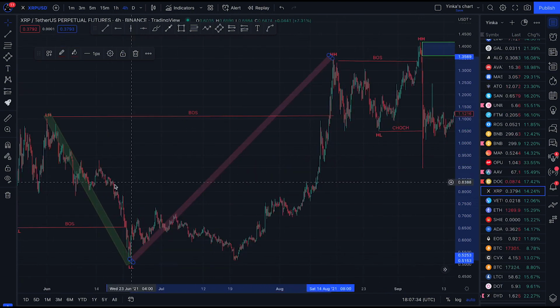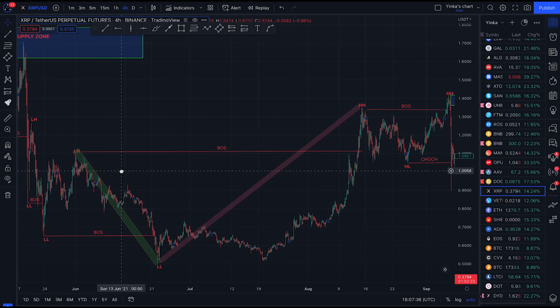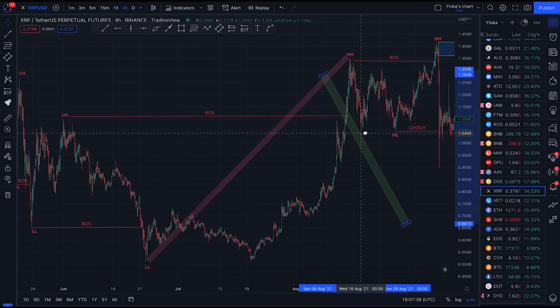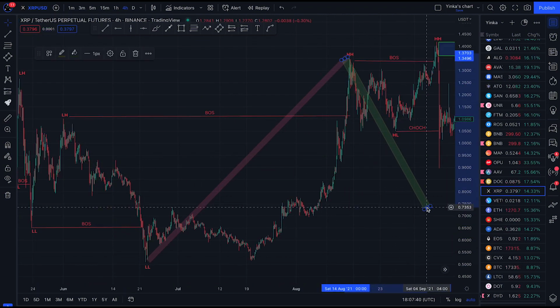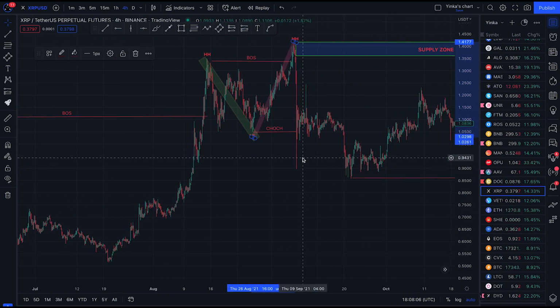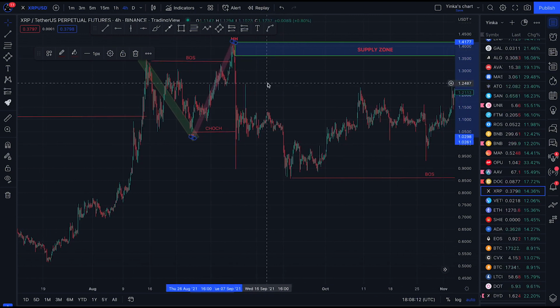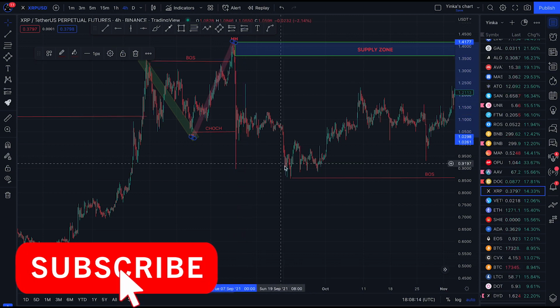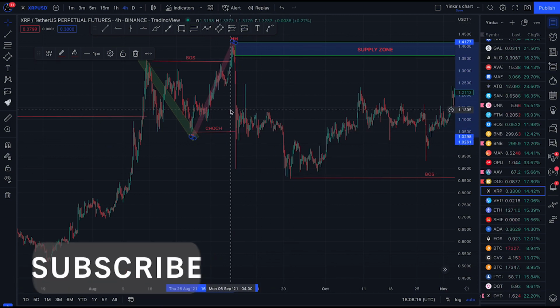After breaking structure to the upside, expecting a pullback, for sure, we saw a pullback. Market pullback to this point. Price broke structure again to the upside. It came down and broke structure to the downside, telling us that there is a change of character, and immediately we map out our supply zone. We were expecting the market to pull back. Now, these are break of structure.